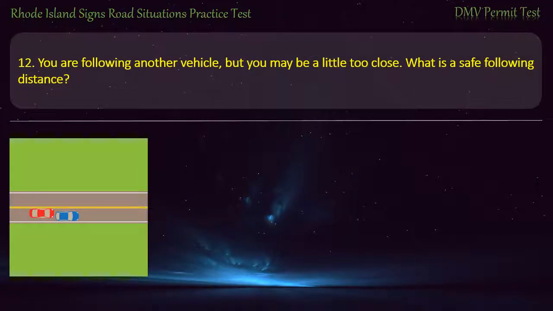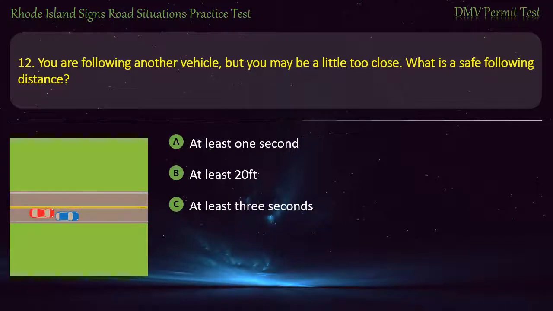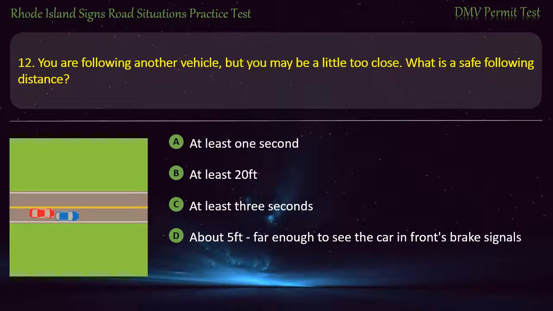Question 12. You are following another vehicle, but you may be a little too close. What is a safe following distance? At least 1 second. At least 20 feet. At least 3 seconds. About 5 feet, far enough to see the car in front's brake signals. Answer. At least 3 seconds.